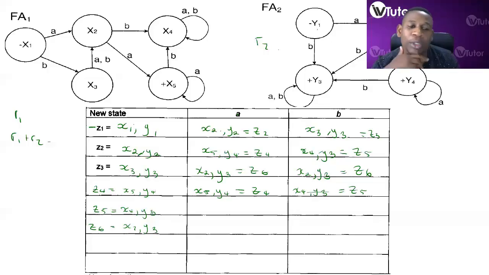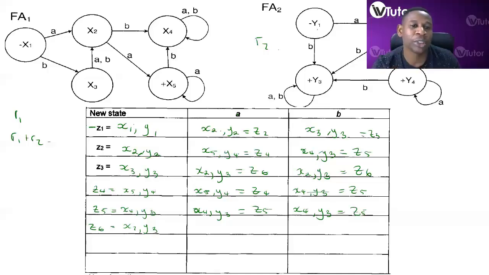Then if you're in x4 and you encounter an A, you stay there, x4. If you encounter B, you stay in x4. If you are in y3 and you encounter an A, you stay there, y3, and if you encounter B, you stay there, y3. So this is z5, you remain in z5.